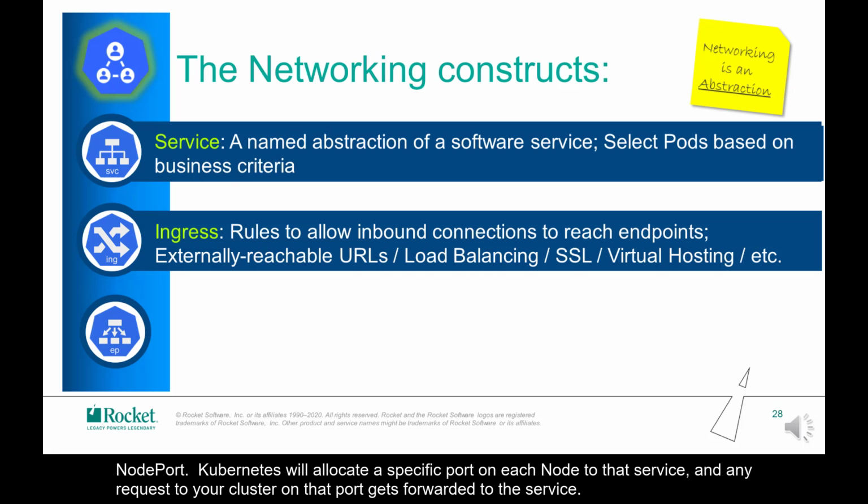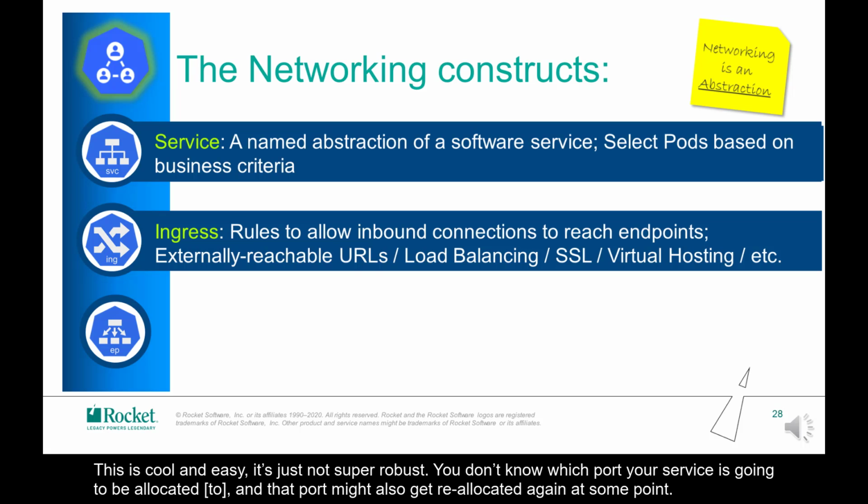Node port. Kubernetes will allocate a specific port on each node to that service, and any request to your cluster on that port gets forwarded to the service. This is cool and easy. It's just not super robust. You don't know which port your service is going to get allocated, and that port might also get reallocated again at some point.